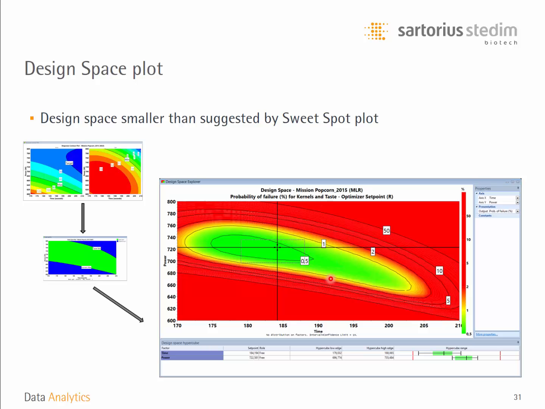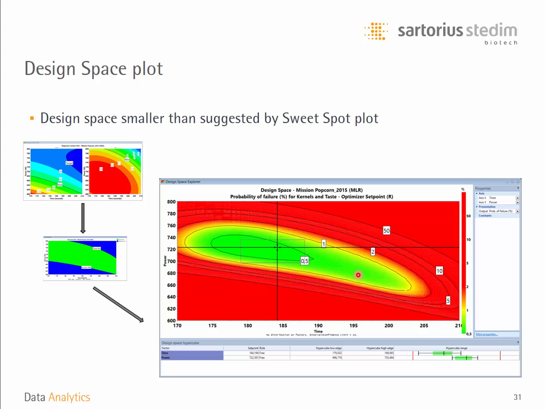And we are then using by default an acceptable risk setting of 1% probability of failure. If we have 1% or smaller, we have a green color. Between 1 and 2% risk of failure, we have a yellowish color, and then we gradually go up to a more and more intensely red color. So we can see that the safe area suggested by the design space plot is considerably smaller than the corresponding region indicated by the sweet spot plot.